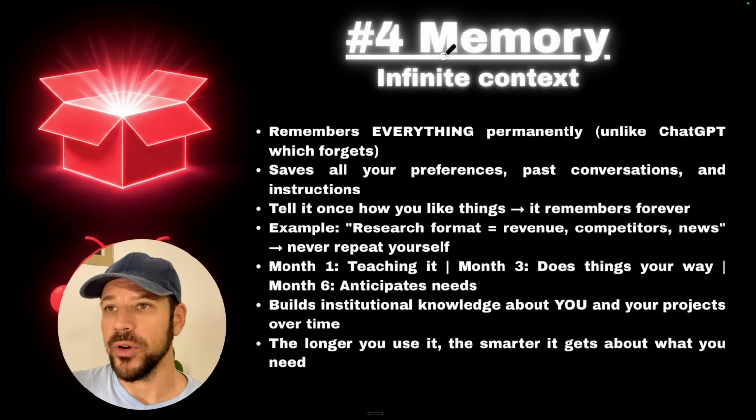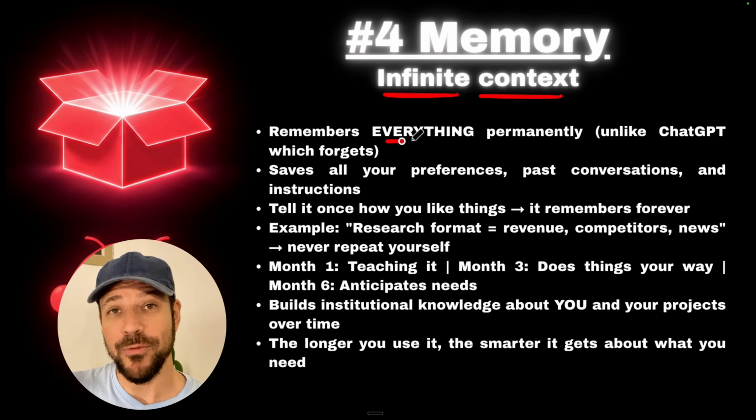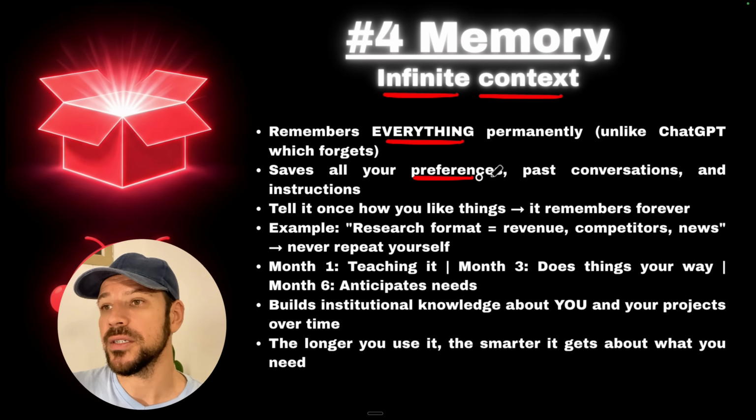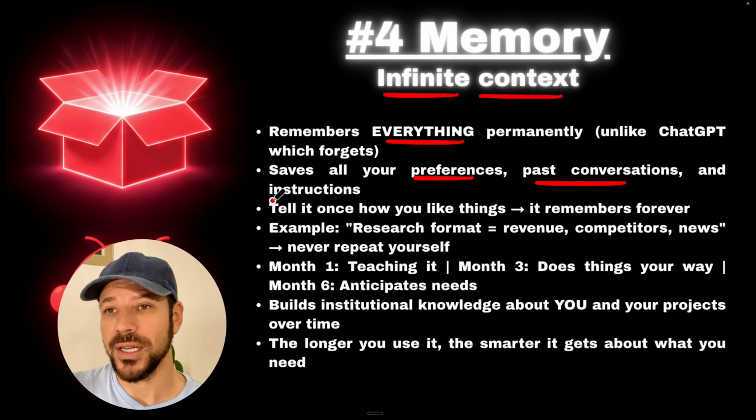Number 4 is memory. Now, ClawdBot has infinite context. It remembers every single thing about you permanently, unlike ChatGPT, which often forgets. It saves your preferences, your past conversations, and instructions, and it actually learns as you get to know it more and more. So tell it once how you like things, and it remembers forever.